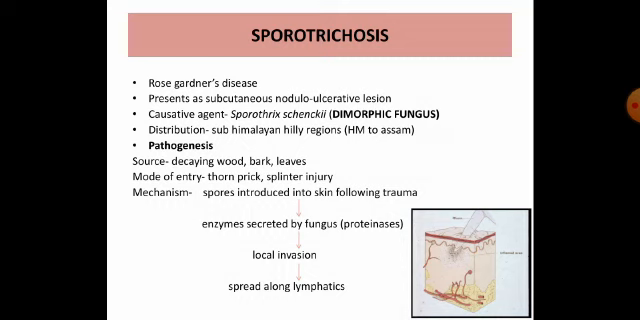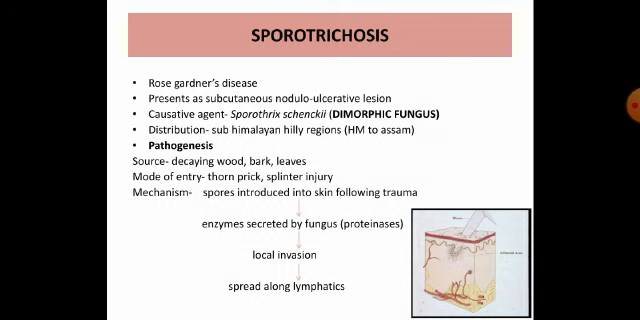Sporotrichosis is common in the Himalayan hilly regions, usually along the belt of Himachal Pradesh to Assam. So what is the pathogenesis? The source is here the decaying wood or the bark of the tree or the leaves. The mode of entry is commonly through the prick. It could be a thorn prick, like for example, why it's called a rose gardener's disease. The thorns of the rose plant can sometimes have the spores of this fungus. So it is following a thorn prick or following a splinter injury.